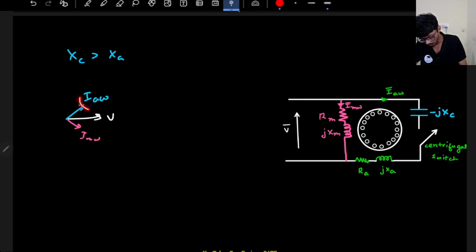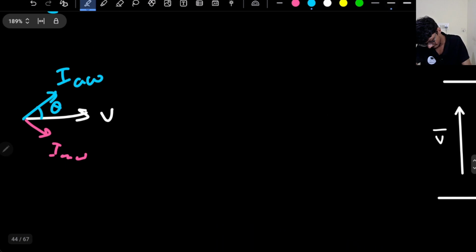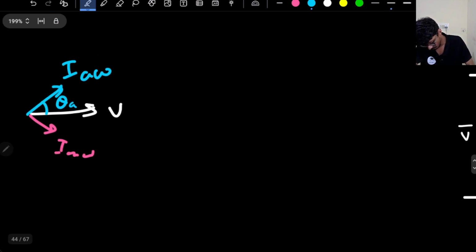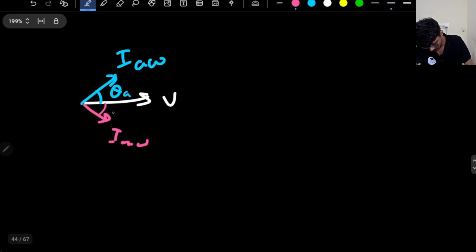This will be my auxiliary winding current. Okay, so this is my theta aux and this is my theta main, theta main winding, right?